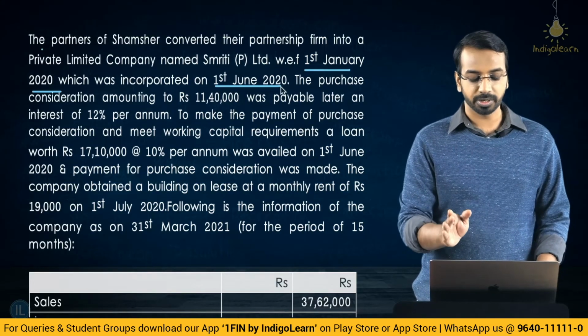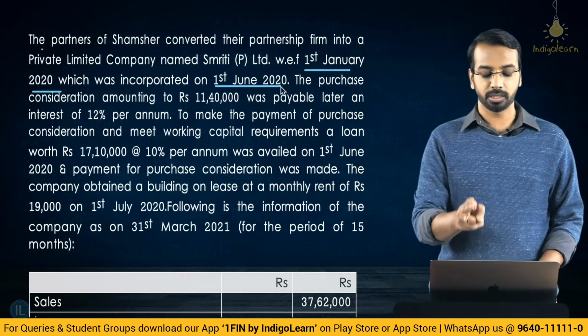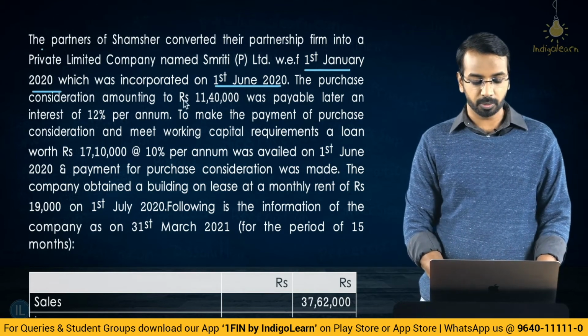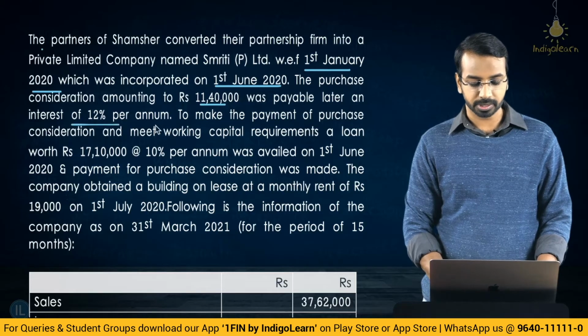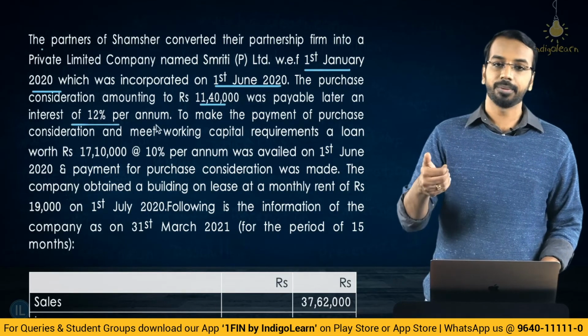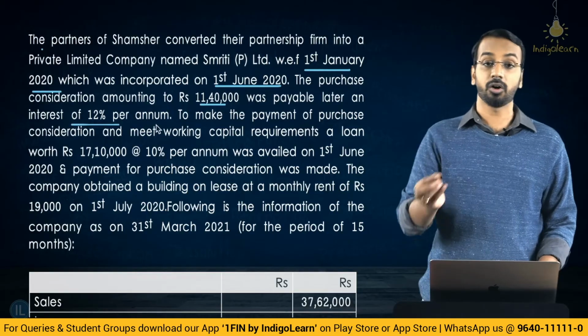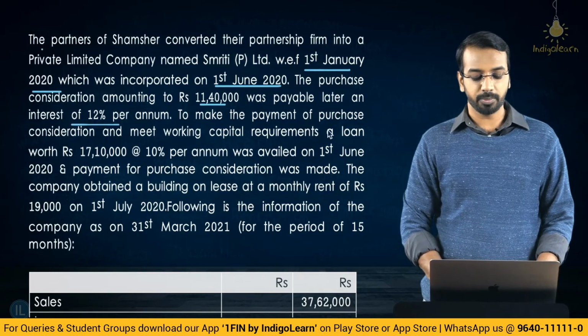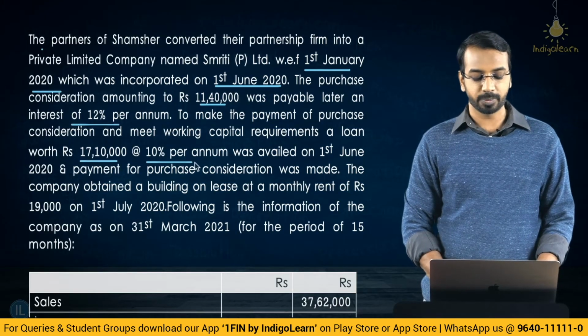So, what is the incorporation date? 1st of June of 2020 is the incorporation date. The purchase consideration amounting to rupees 11,40,000 was payable later at interest of 12% per annum. So, you have to pay 11,40,000 of purchase consideration along with interest. To make the payment of purchase consideration and to meet the working capital requirements, a loan worth 17,10,000 at 10% per annum was availed on 1st of June of 2020 and payment for purchase consideration was made.